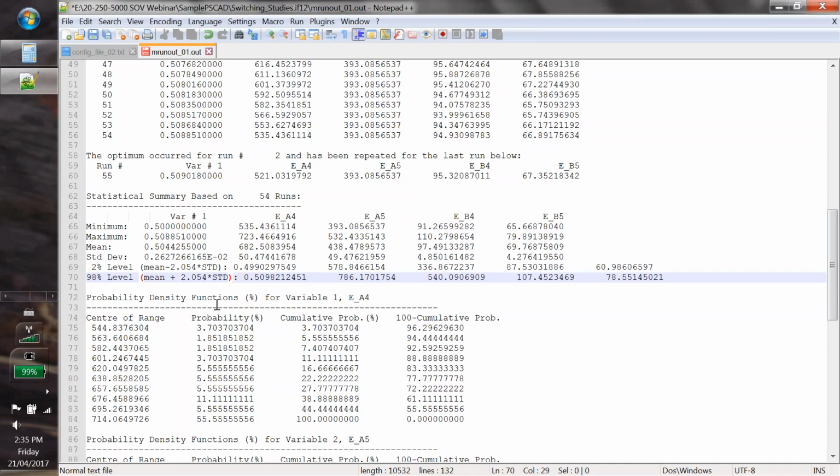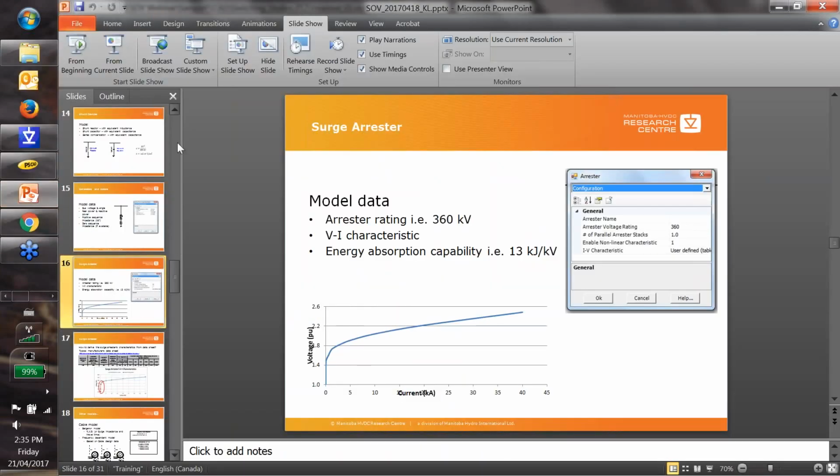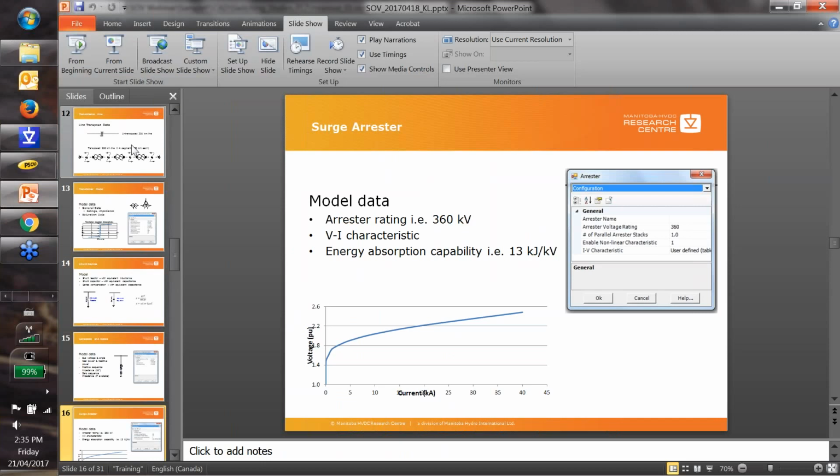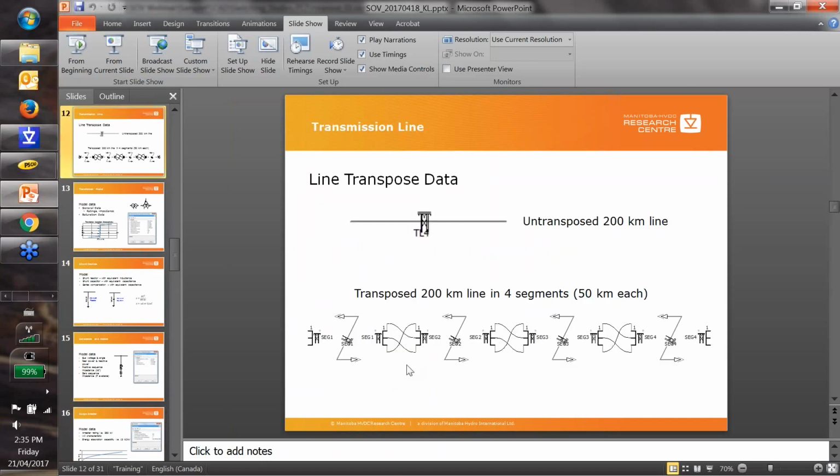The next question is, are transposition models available in the library? As I show you in my presentation, if by transposition model you mean the wires, the way they're connected here, yes, they are available in the master library.